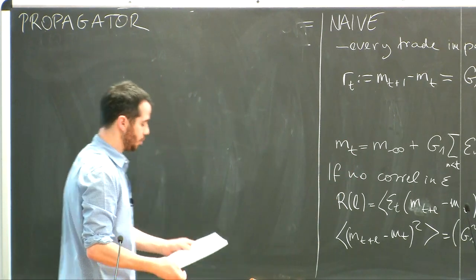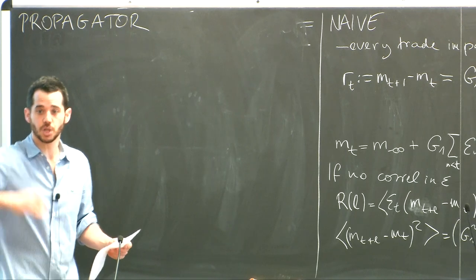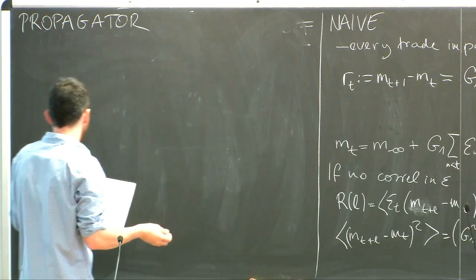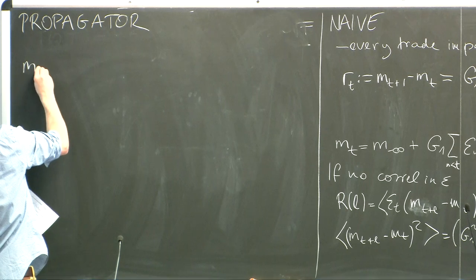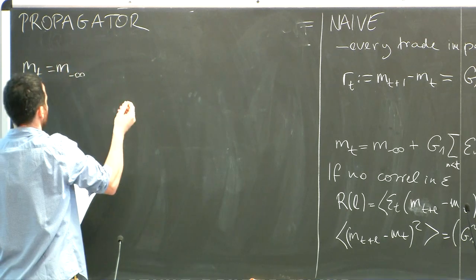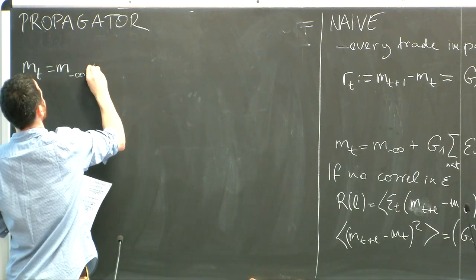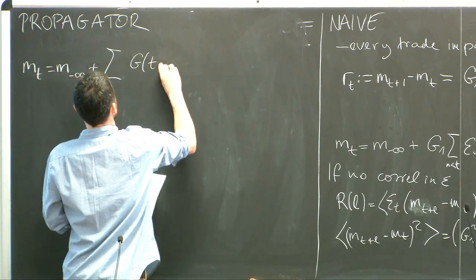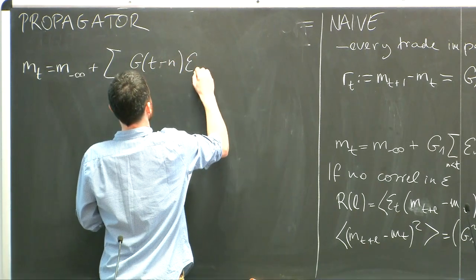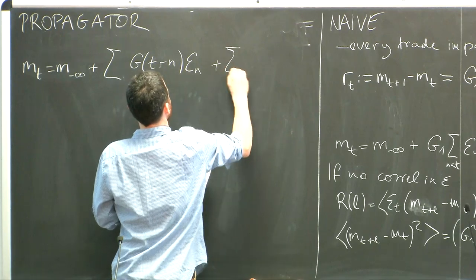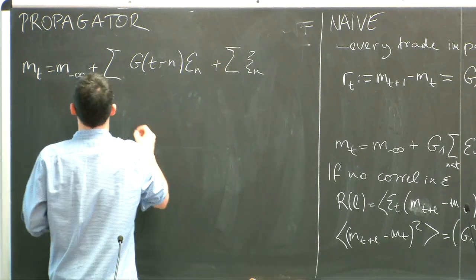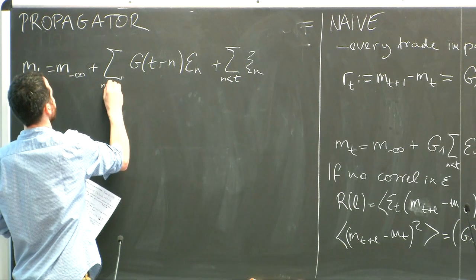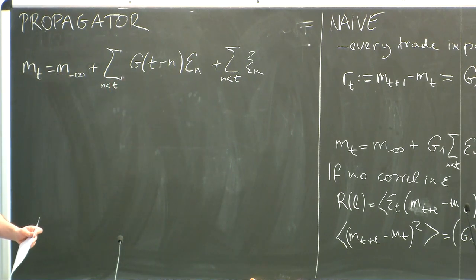Good. So propagator models, in which the idea is that impact is not just a direct kick and then nothing happened, but somehow the effect of a trade propagates in time. Which would not be very different in a first approximation from the previous equation. So you say that price can be written up somehow like this. So what would be the limit? So what am I doing here?